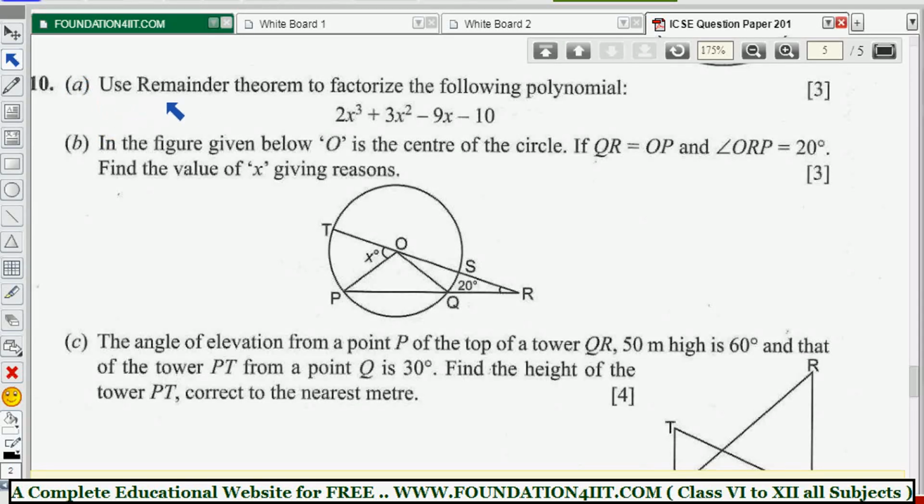In question number 10, the first one is: use the remainder theorem to factorize the following polynomial. The given question is 2x cube plus 3x square minus 9x minus 10. The highest power is 3, so we need to find 3 factors. One factor we'll find using the trial and error method. So we can see this problem now.